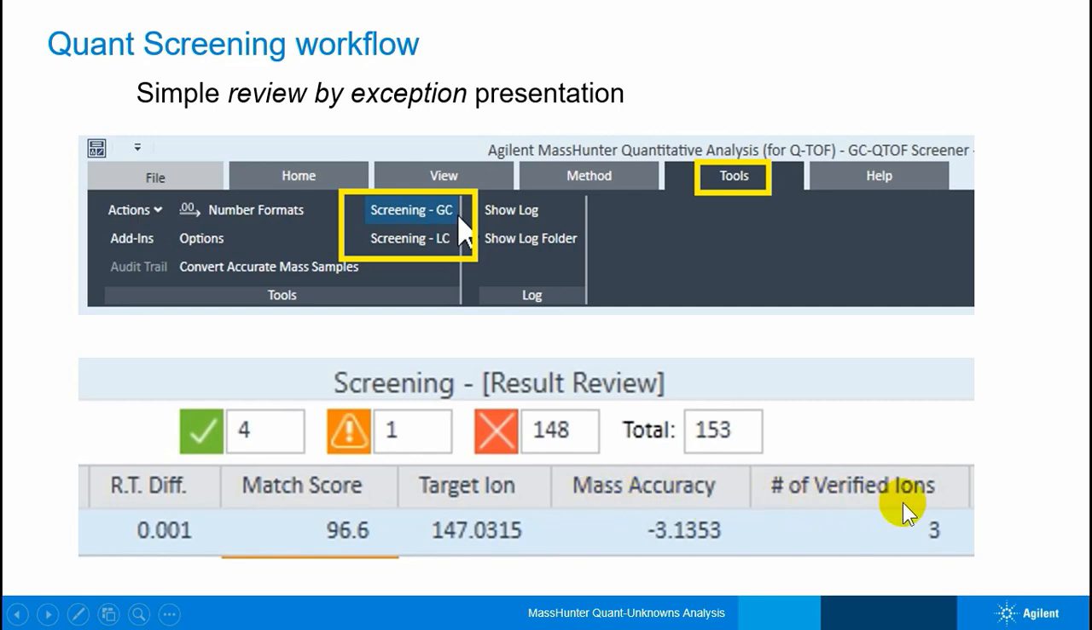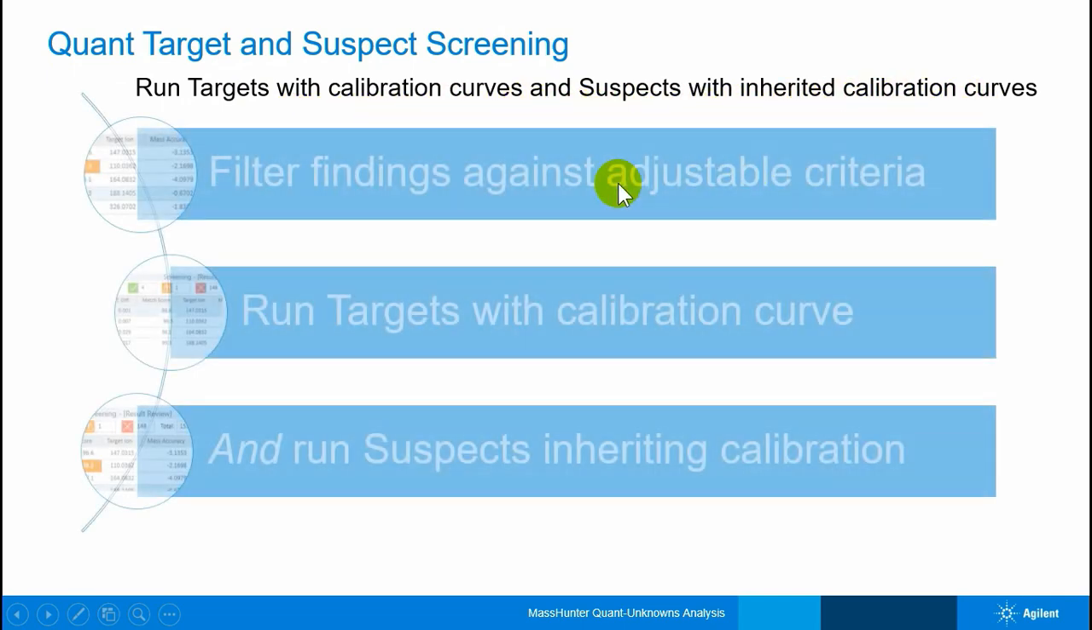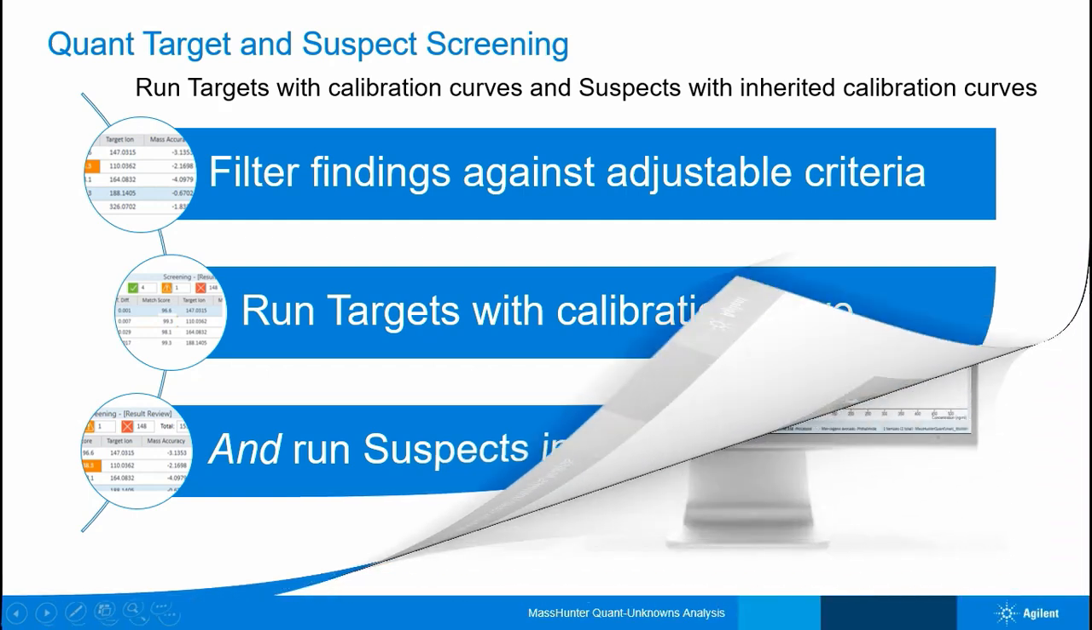number of verified ions. As stated, we are going to run the targets with calibration curves and the suspects with inherited calibration curves. And we are going to filter the findings against adjustable criteria. Targets have standards, and suspects do not, but can inherit, giving you an estimation.